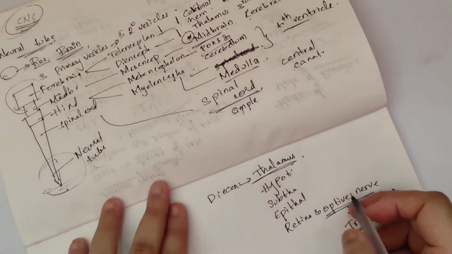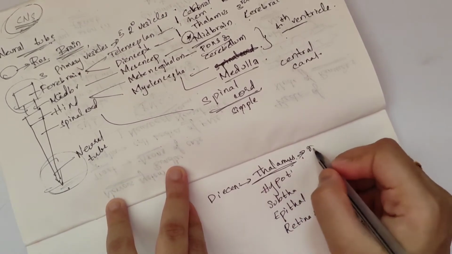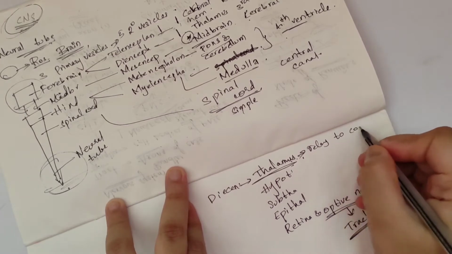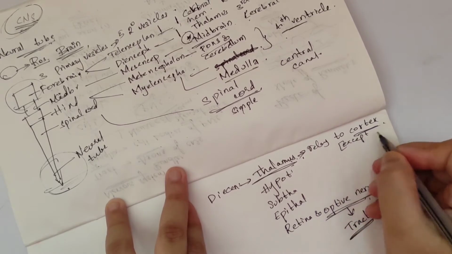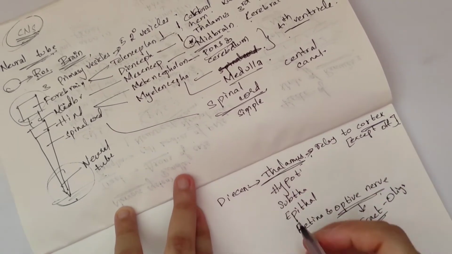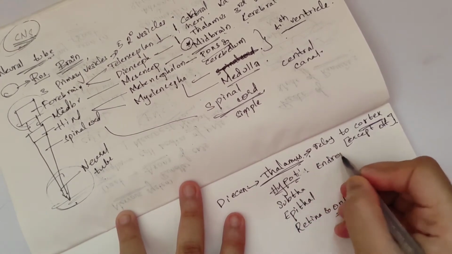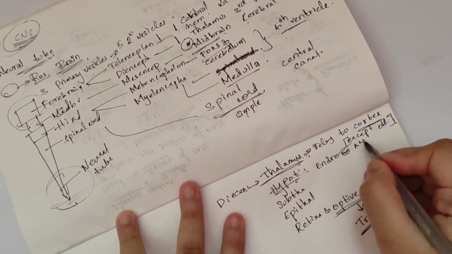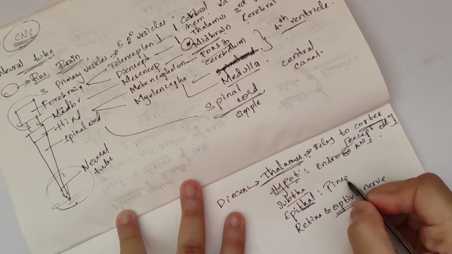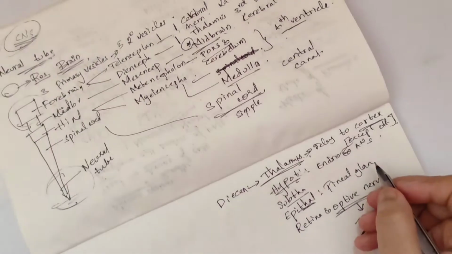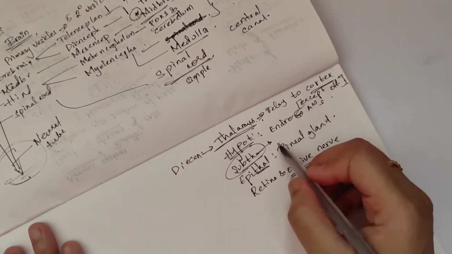What does the thalamus do? The thalamus filters and relays information to the cortex, except olfactory information. What does the hypothalamus do? It regulates the functions of the endocrine and autonomic nervous system. The epithalamus is concerned with the pineal gland. The function of the subthalamus, we'll see in detail in the upcoming topics.